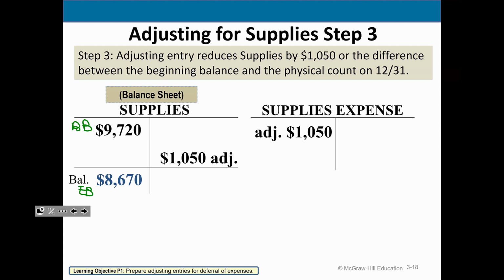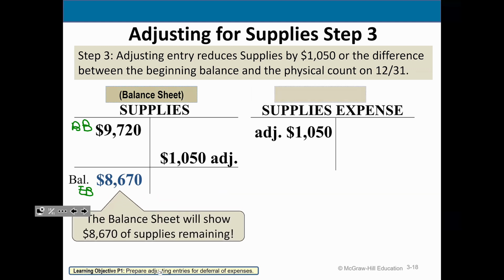The key when you're doing adjusting journal entries is to know what each amount is, because that's where you get confused. We thought the adjusting amount was 8,670. So practice, that's all it takes. That's why you have unlimited attempts at your homework. If you don't get it right the first time, or the second, or the third, you can still do it. So that's my credit to supplies, and then I'm debiting supplies expense. Does that make sense? Perfect.